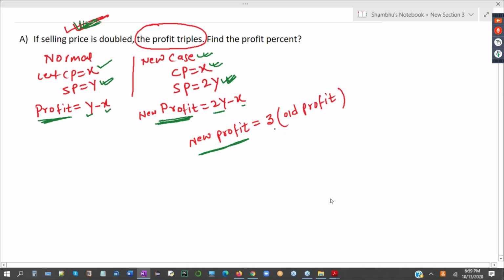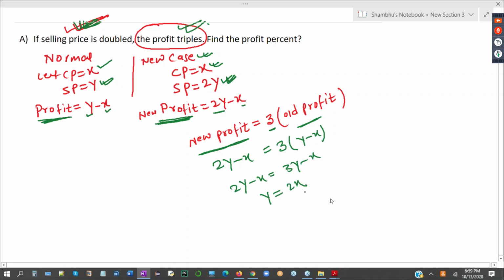So I can write this equation: new profit is 3 times of old profit. Replace your values. New profit 2y minus x is equal to 3 into old profit. Old profit is y minus x. So 2y minus x is equal to 3 times (y minus x). So from here, I got y is equal to 2x. I got this relation, y is 2x. So your selling price is double compared to cost price. No, not 3y. See here.